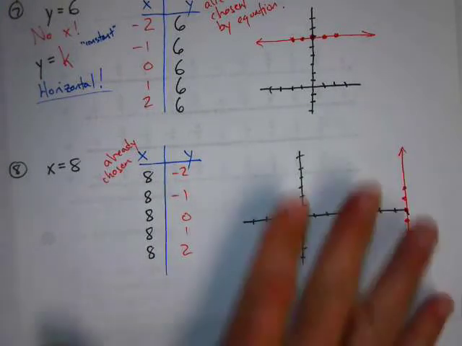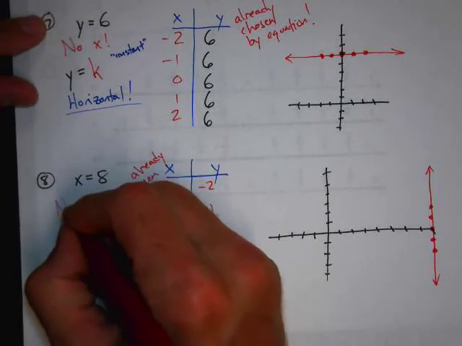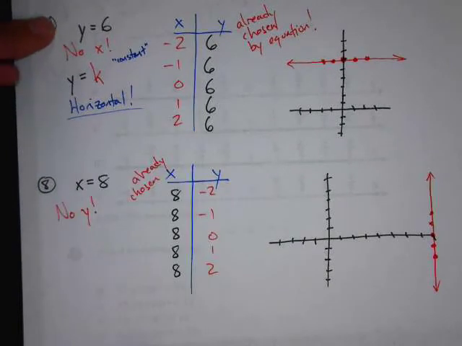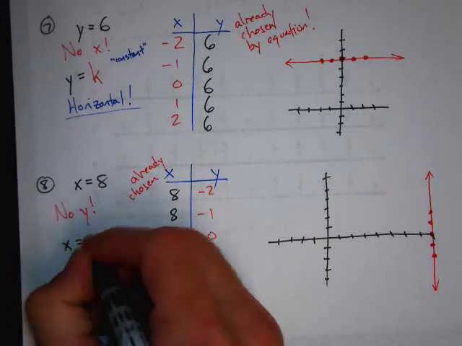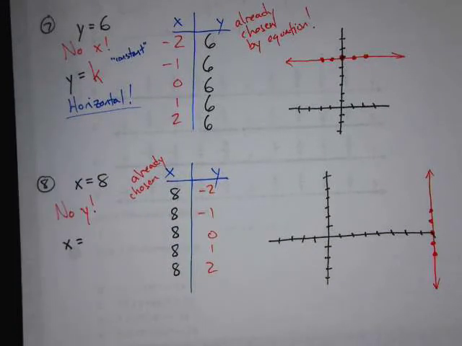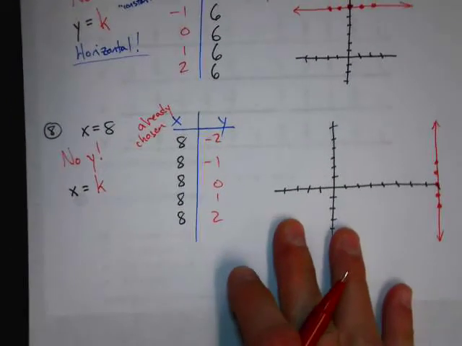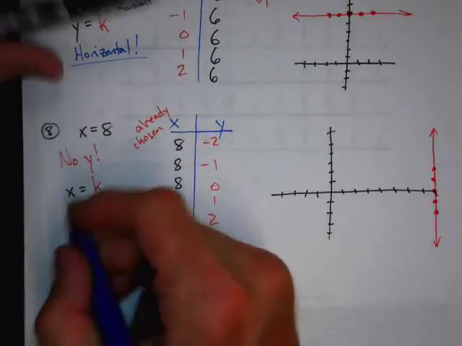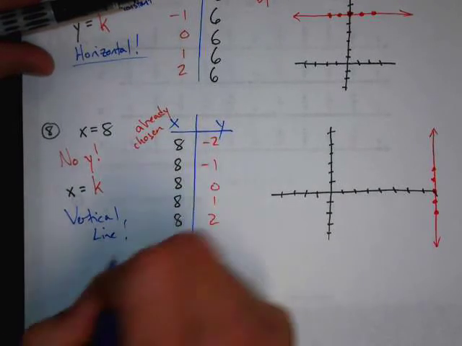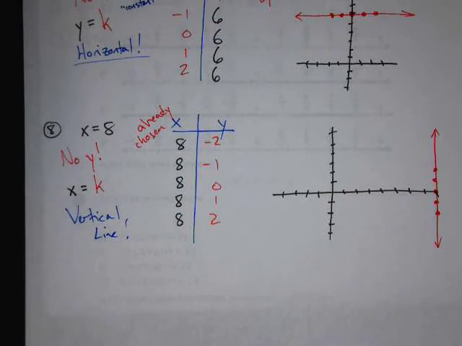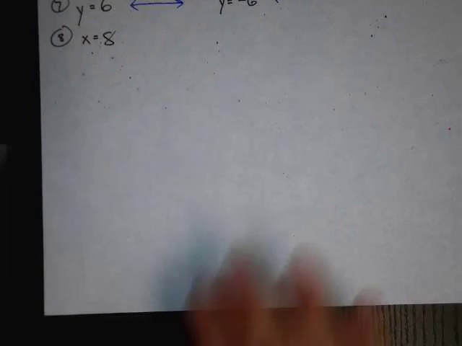So look at the equation then. If we look at the equation, it only says x equals 8. There is no y in the equation. And it doesn't matter what I call that number 8. I can call it any number whatsoever, any constant number. So if x equals any constant number, I'm going to have a vertical line. And that's always going to happen. So how cool is that? So if I have x equals something, I'm always going to have a vertical line.